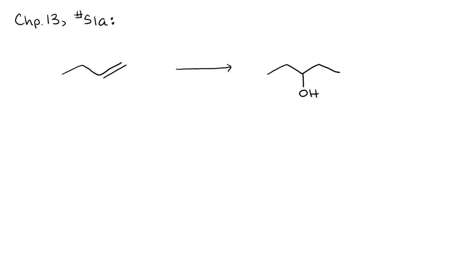So we'll start off with Chapter 13, number 51A. We're beginning with an alkene that has 1, 2, 3, 4 carbons. We are ending with a molecule that is an alcohol with 1, 2, 3, 4, 5 carbons. So we know that we have to add 1 carbon.